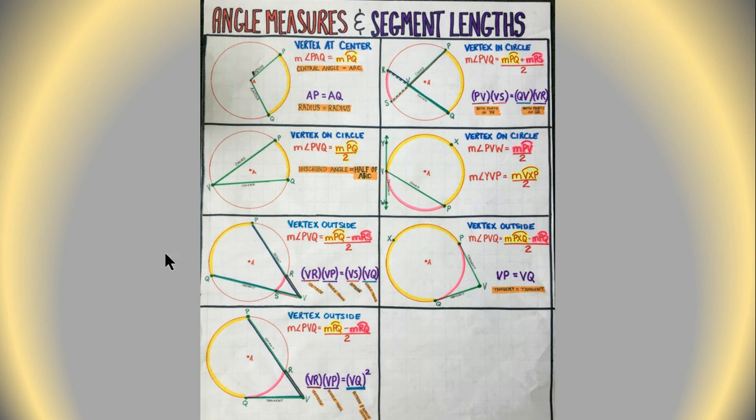So looking at all of the notes together, there are 7 pictures, but there's really only 3 types of problems. The first type of problem, the angle that we're looking at has its vertex at the center of the circle. The second type of problem, the vertex is inside the circle, but not at the center. The third type of problem, and there's 2 possible ways you could draw this picture, is that the vertex is on the circle. And then there's a last type of problem where the vertex is on the outside of the circle.